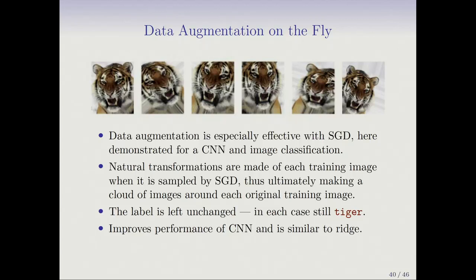Yeah. And this idea has been around for a while, wasn't it, Ron? Yeah. I think they're called hints. Hints. Right. So you can think of these as hints. You're putting in different versions of the tiger, and you're saying, by the way, these are also a tiger. And you don't have to get new data. You can just do that.